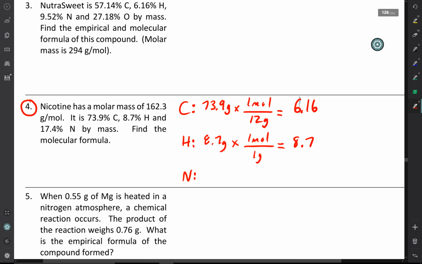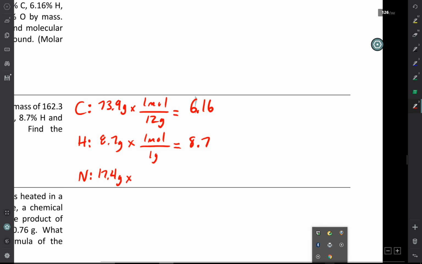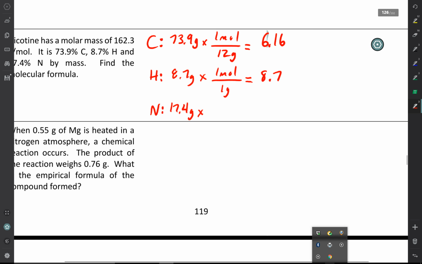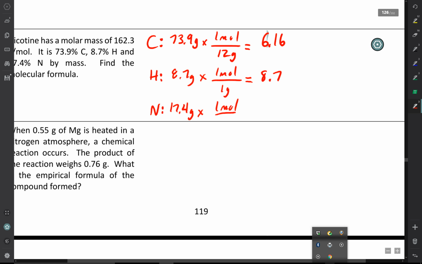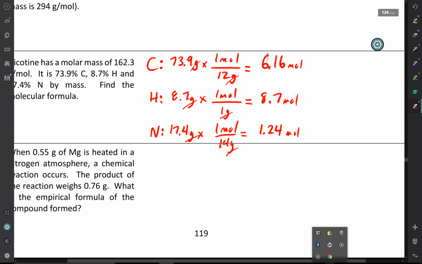And finally, with nitrogen, if it's 17.4% by mass, and I assume 100 grams, I have 17.4 grams. And I know that 1 mole is equal to 14 grams. I can go ahead and punch that in my calculator, and I come up with 1.24. Now, technically, all of these should be in moles, as grams will cancel out and leave you with an answer in moles.